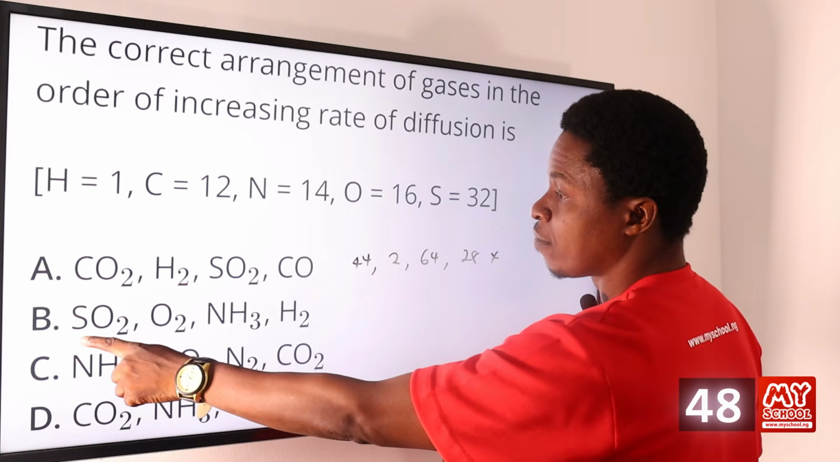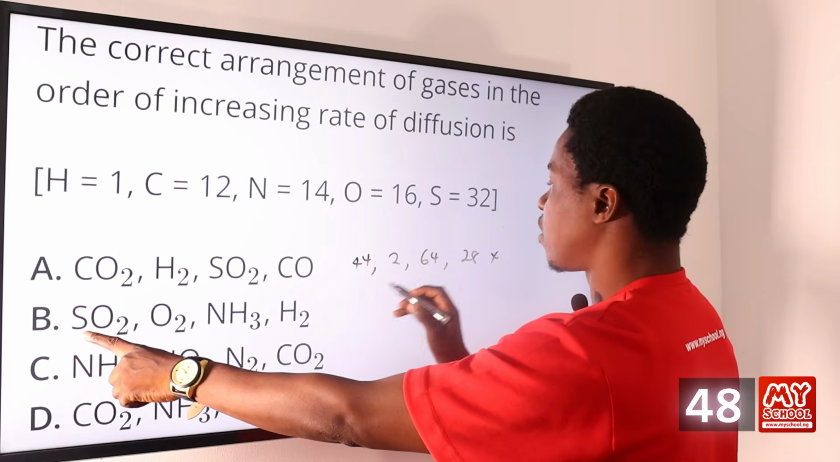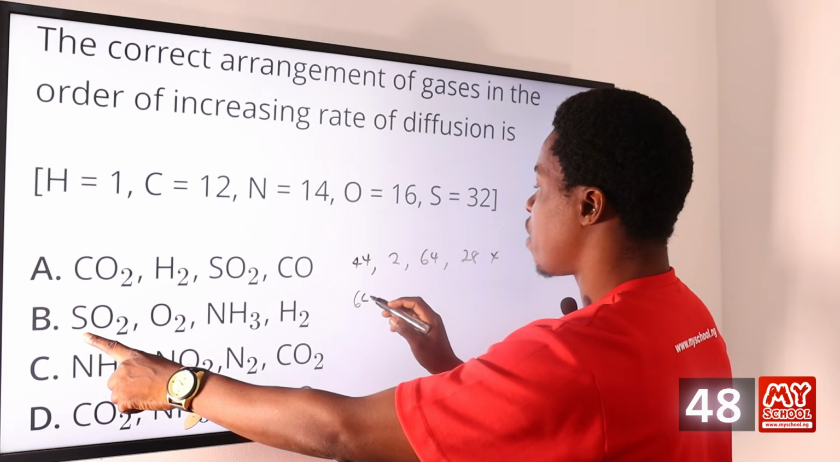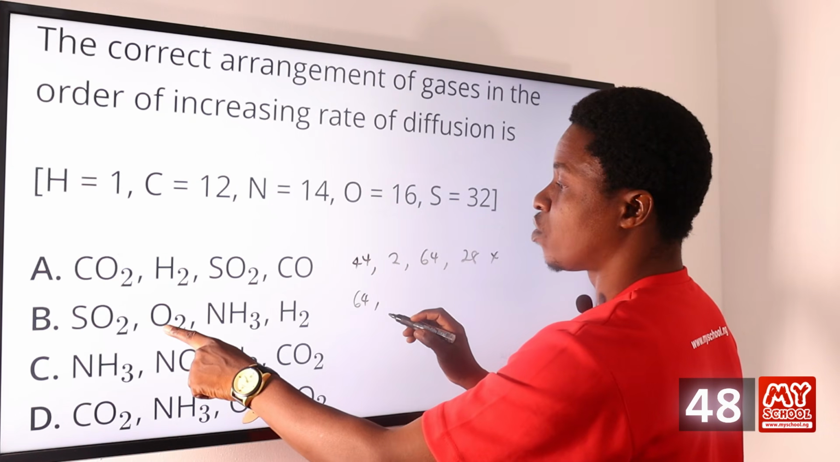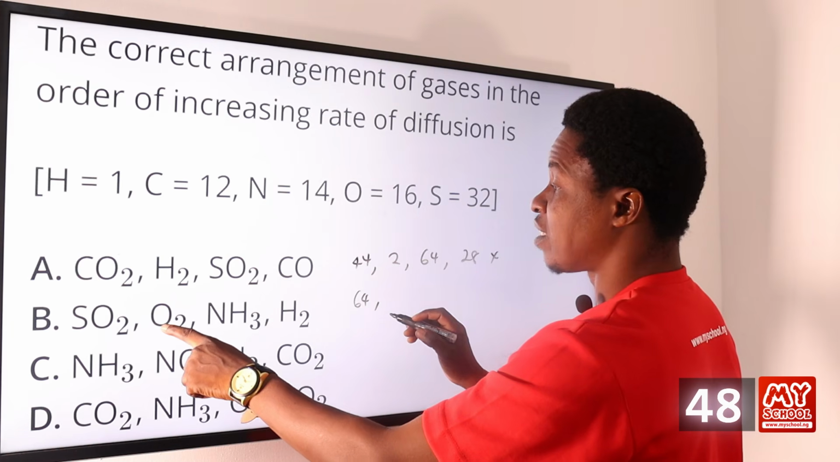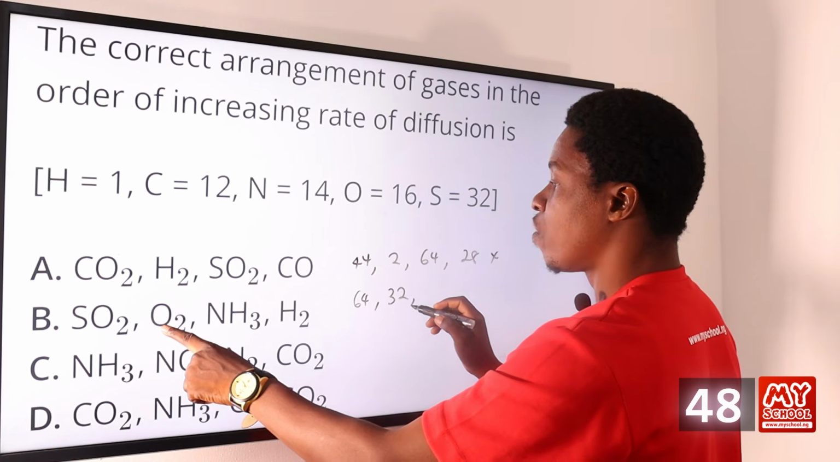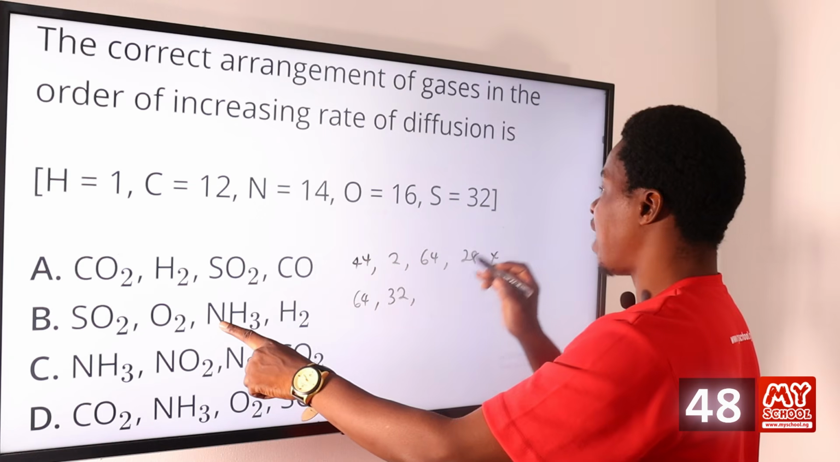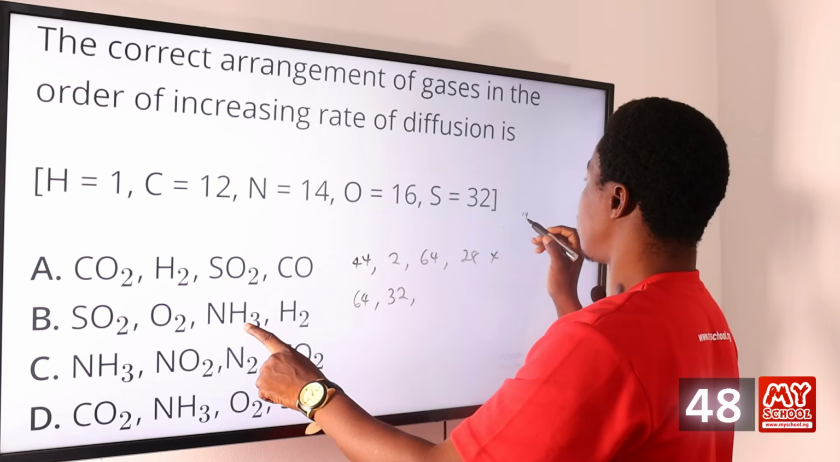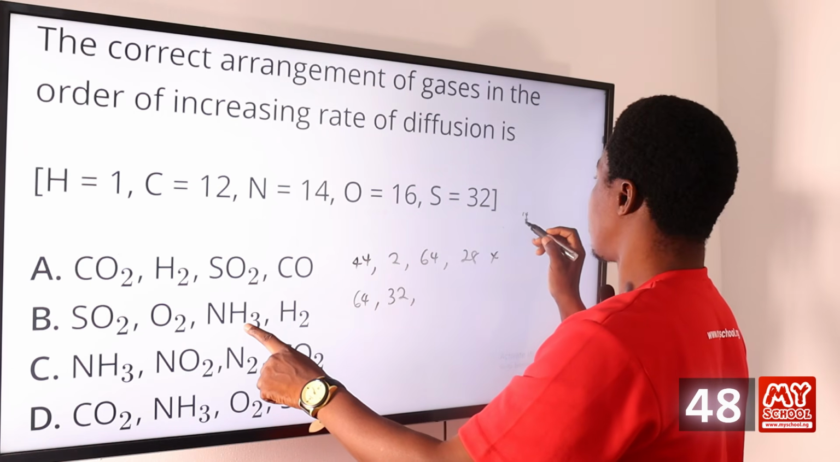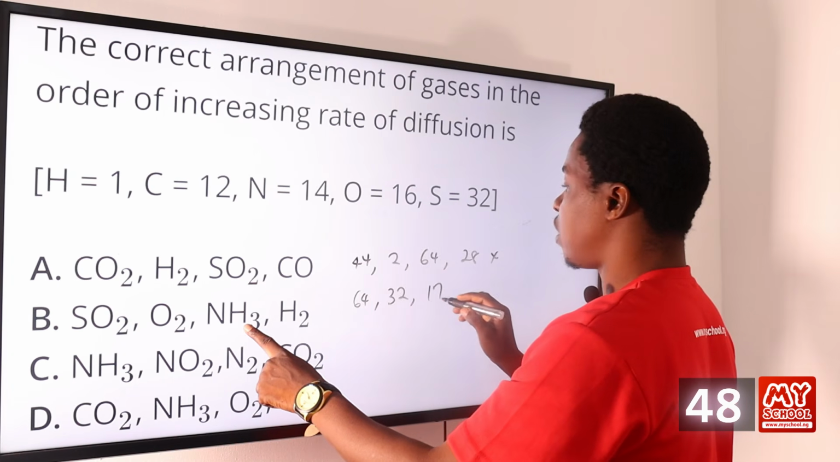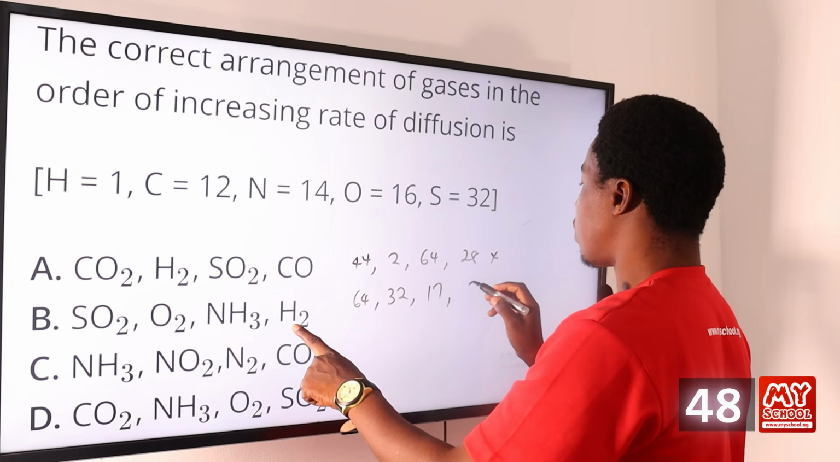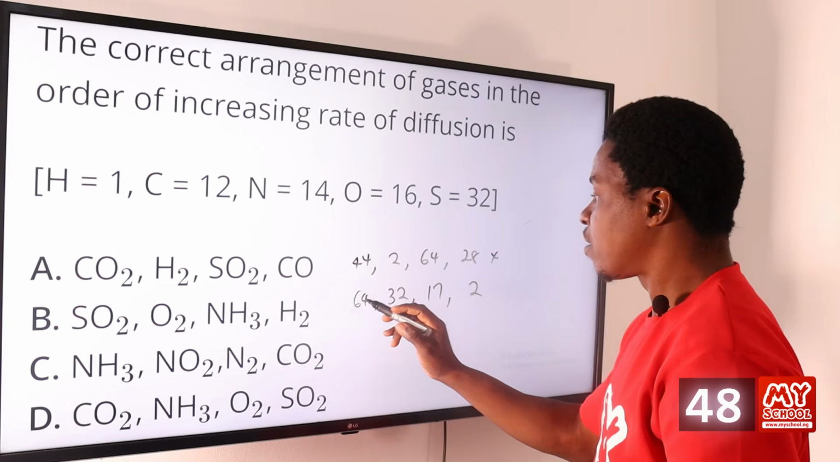Let's look at the second one, SO2. That's 64, we did that already. So that's 64 here. Then oxygen is 16 times 2, that's 32. Followed by ammonia. Ammonia: nitrogen is 14, then 1 times 3 is 3, that's 17. So here is 17. Then we have hydrogen, 1 times 2, that is 2. This one is highest, followed by this.